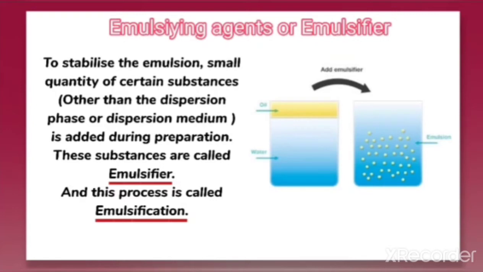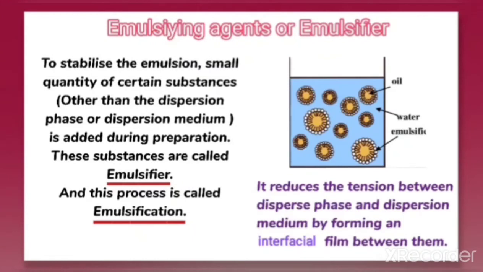Now the question arises: how does the emulsifier work? So we can write the role of the emulsifier here. It reduces the tension between the dispersed phase and the dispersion medium by forming an interfacial film between them. So this is the role of the emulsifying agent. All these definitions are important: what is an emulsifier, what is emulsification, and what is the role of the emulsifying agent. This is all very important for the exam.